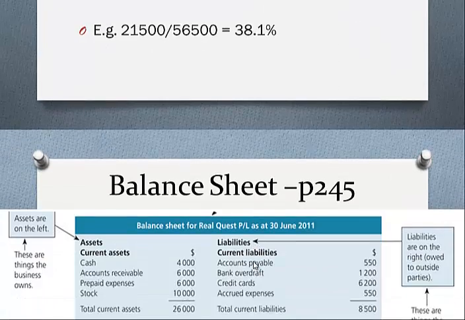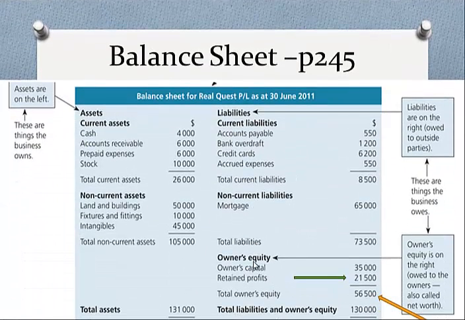Now let's have a look at the balance sheet where these figures came from. Let's just examine it first up. On one side you've got the assets. They are on the left, as you can see. So they're the things that the business owns. So they've got cash, accounts receivable, some stock. They've also got land and buildings, fixtures and fittings, and so on.